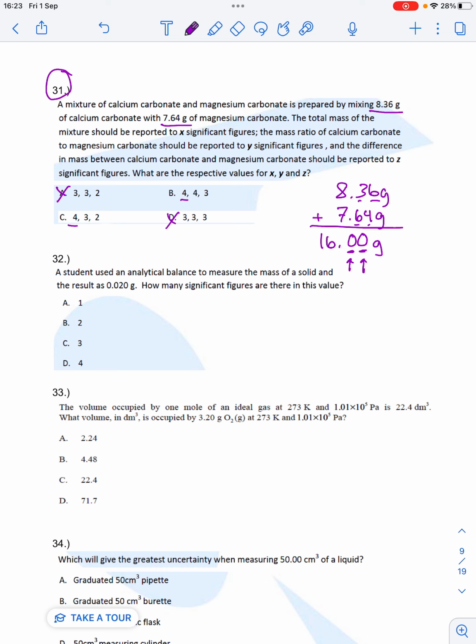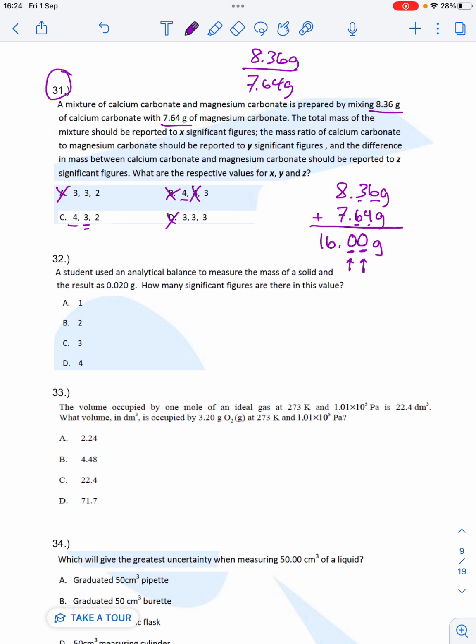Next, the mass ratio of calcium carbonate to magnesium carbonate should be reported to Y significant figures. Now, a mass ratio is like when you divide things. I'm not even going to bother dividing them because they just want to know the number of sig figs. When I divide, I round based on the lowest number of sig figs. Both of these have 3 sig figs, so the second answer has to be 3, which means B is wrong. If this is multiple choice, I would move on at this point. I wouldn't even figure out the final answer. We can do it anyways just to be sure.